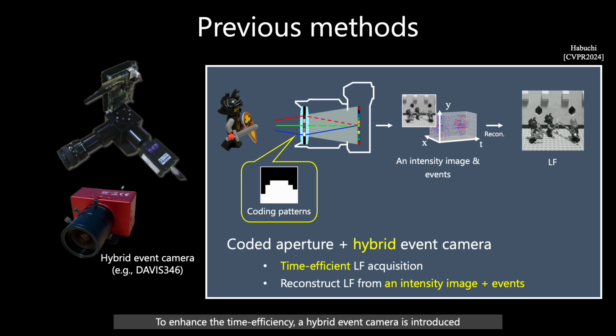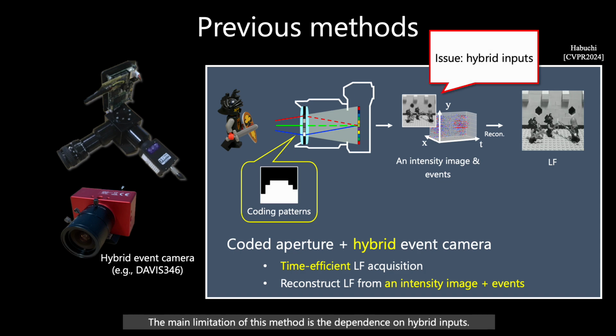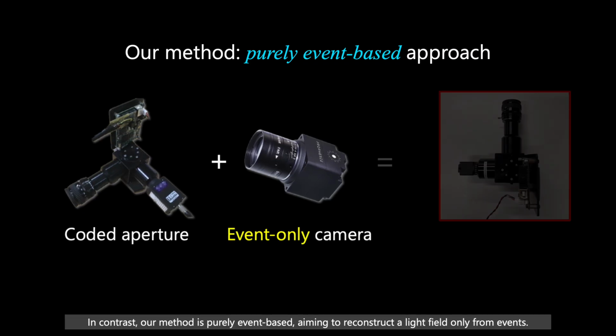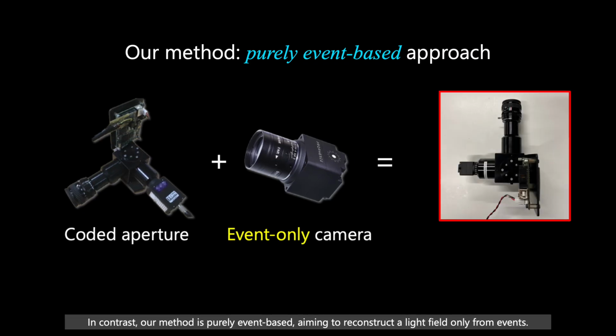To enhance the time efficiency, a hybrid event camera is introduced that can obtain both intensity images and events simultaneously. A light field is reconstructed from an intensity image and events. The main limitation of this method is the dependence on hybrid inputs. In contrast, our method is purely event-based, aiming to reconstruct a light field only from events.